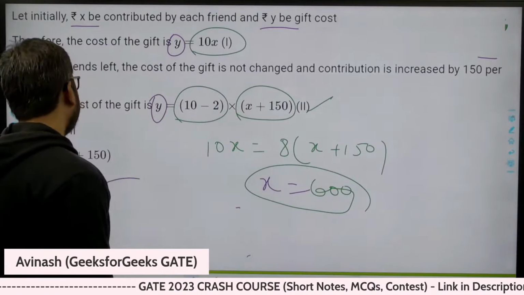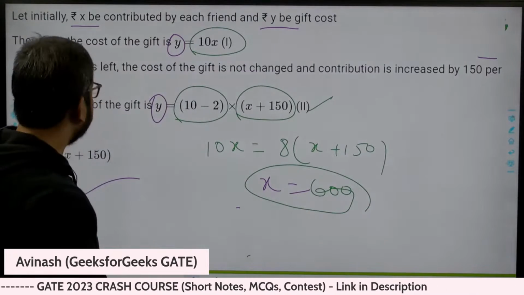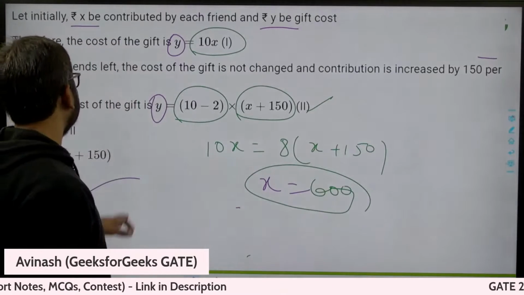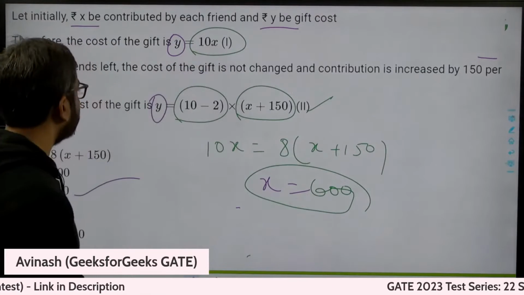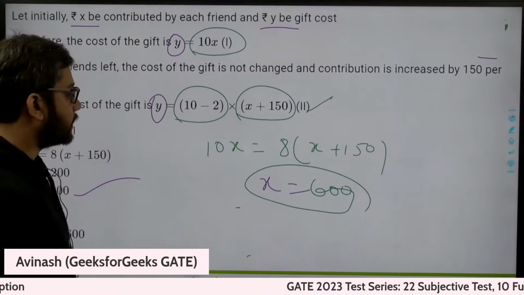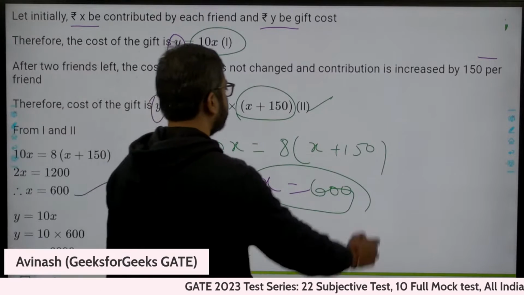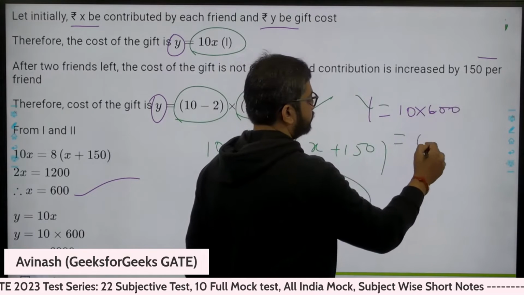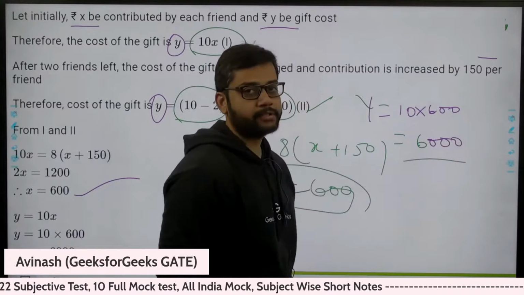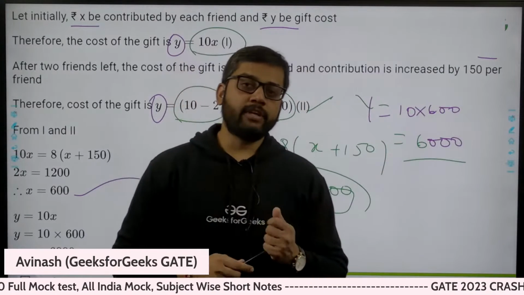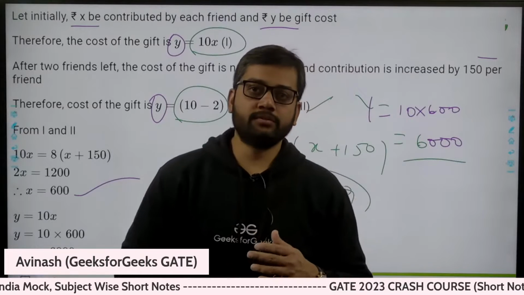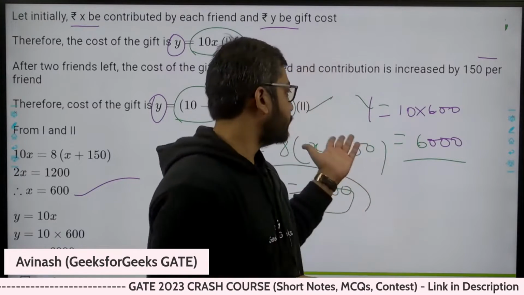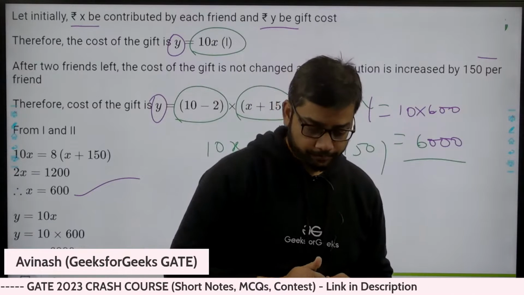600 is the value. Now what the question is asking is the cost of the gift, which is equal to 10x. So the cost of the gift is equal to 10 into x, where x is equal to 600. So y is equal to 10x, which is 6,000 rupees. The final value is 6,000. We have to make 2 equations for 2 unknowns, solve the equations, find the values of x and y, and put the value in the specific equation.